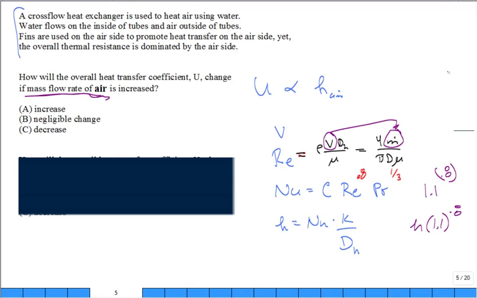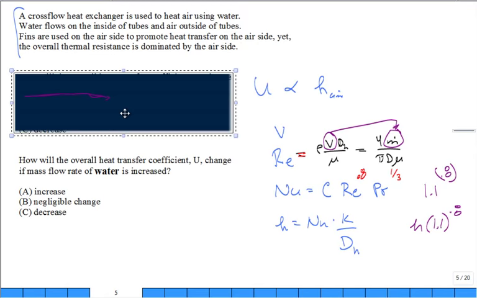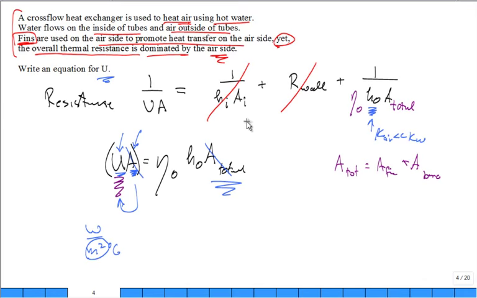You ready for the next box? All right, here goes. The next question. How will the overall heat transfer coefficient U change if the mass flow rate of the water is increased? All right, so we just have to go back to this line of logic. If I increase the mass flow rate on the water side, the velocity of the water goes up, the Reynolds number of the water goes up, the Nusselt number is proportional to Reynolds to the 0.8, so if Reynolds goes up, the Nusselt goes up, if Nusselt goes up, H is up.